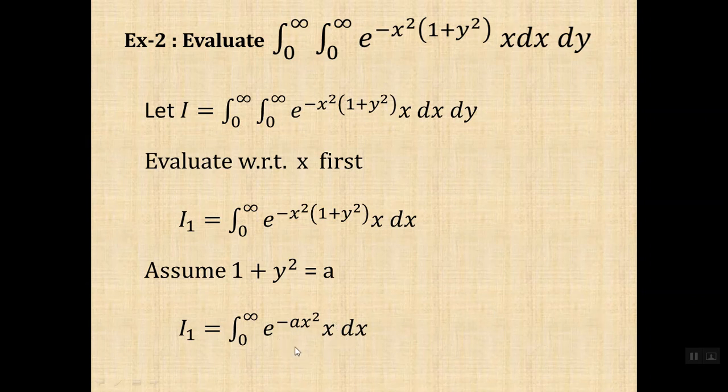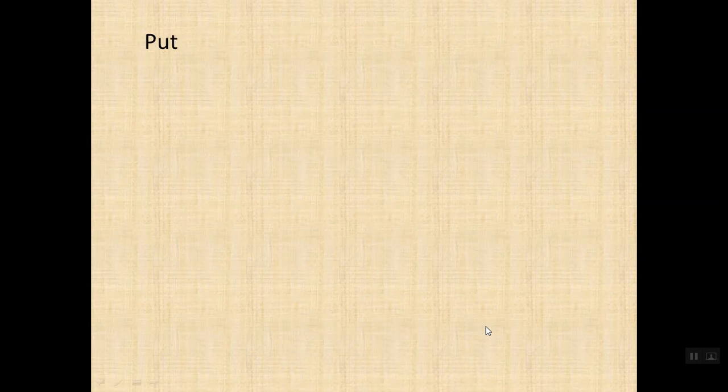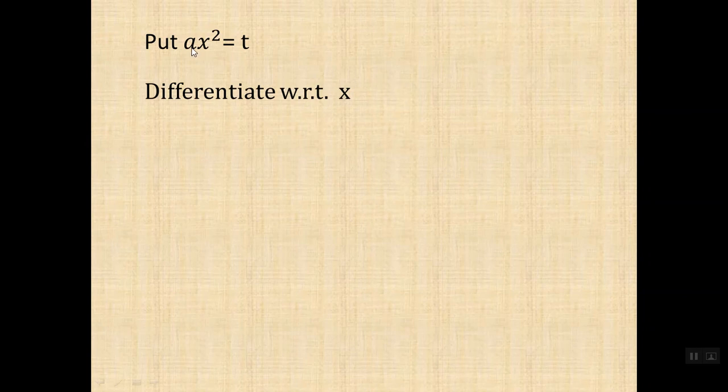Direct evaluation of this integral is quite difficult. To make it simple, I will put the term a x square equal to some variable t. That means put a x square equal to t. After substitution, we should compulsorily differentiate the substitution with respect to x. Why with respect to x? Because we have an integral with respect to x. After differentiation, I will get 2a x dx equal to dt, or I can write x dx equal to dt by 2a.